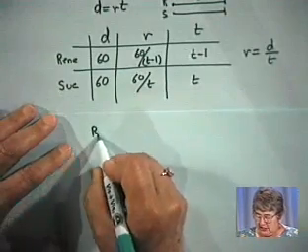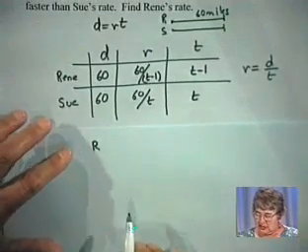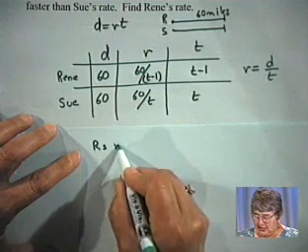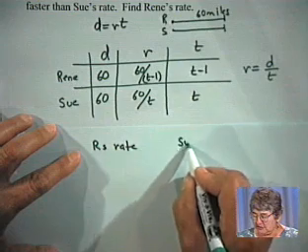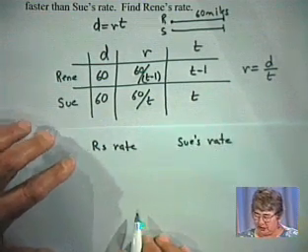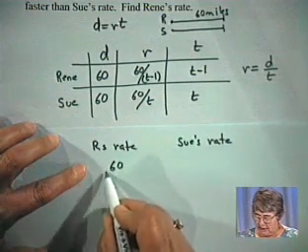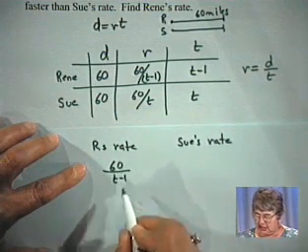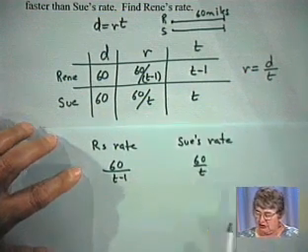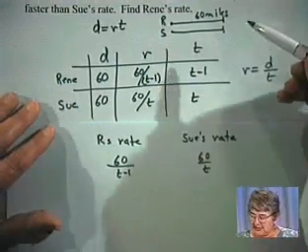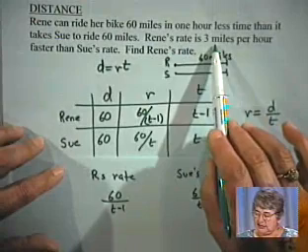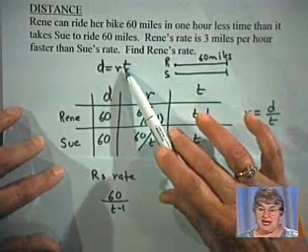And so in order to have an equation, let's put the information over here. We have Renee's rate and Sue's rate, because that's the other thing that's given in the problem, a comparison between the 2. Renee's rate, according to what we have already, is 60 divided by T minus 1. Sue's rate is 60 divided by T. Now, in order to have the equation, let's go back and see what it is that we have not yet used. And we have that Renee's rate is 3 miles per hour faster than Sue's.